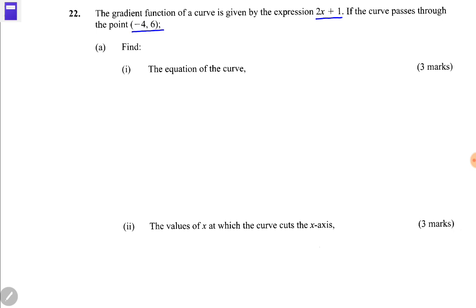Now this question requires us to remember concepts of both differentiation and integration. So the gradient function of a curve is given by the expression 2x plus 1. So the gradient function dy over dx is equal to 2x plus 1. And the curve passes through the point -4, 6. We are required to find the equation of the curve.